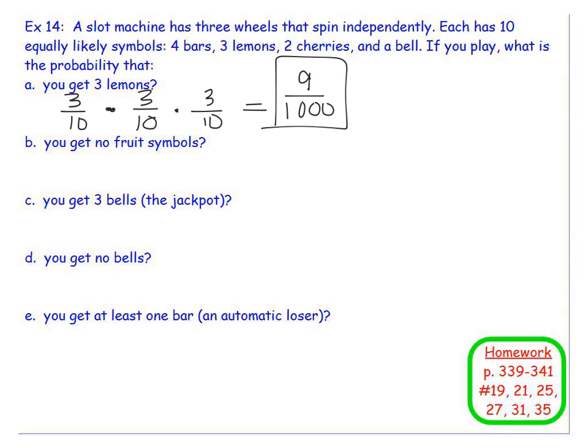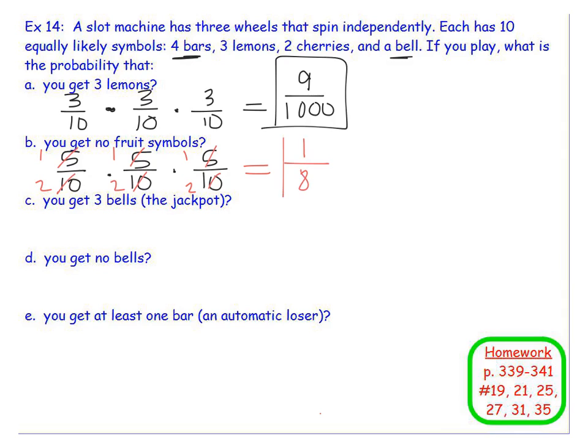Well, what's the probability we get no fruit symbols? So we want only the bars and the bells. So there's 4 bars plus 1 bell, which makes 5 non-fruit symbols. So the first wheel would be 5 out of 10. Second wheel would be 5 out of 10. Third wheel would be 5 out of 10. Well, I'm going to be smart and reduce ahead of time. I know that 5 goes into 10 2 times on each one of these. So there's 2's left on the bottom and 1's left on the top. So that gives me an answer of 1 times 1 times 1 is 1, and 2 times 2 times 2 is 8, already reduced.